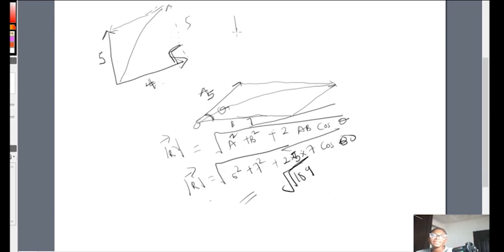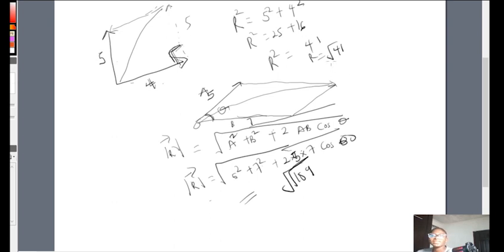And how will you get that? You remember that R square will be equals to what? 5 square plus 4 square. So R square will be equals to 25 plus 16. And what's 25 plus 16? R square is going to be equals to 41. So R is just the square root of 41. So you have gotten the resultant because they are inclined at 90 degrees to each other.